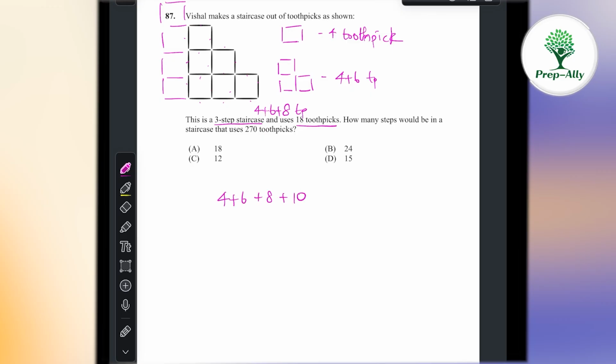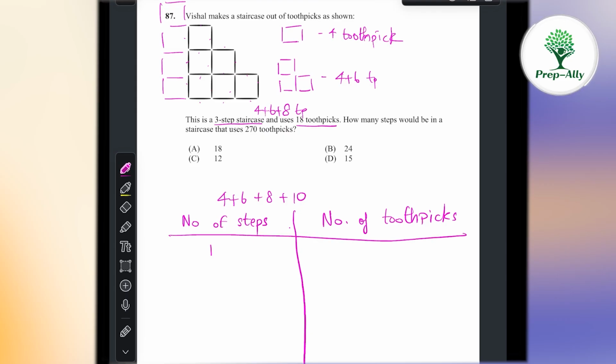So if you see, the total number of toothpicks being used is just the sum of an AP. So for number of steps and number of toothpicks, for one step it's 4 toothpicks, for 2 it's 4 plus 6, for 3 steps it's 4 plus 6 plus 8. So this is the sum of one term, sum of two terms, sum of three terms, and so on.